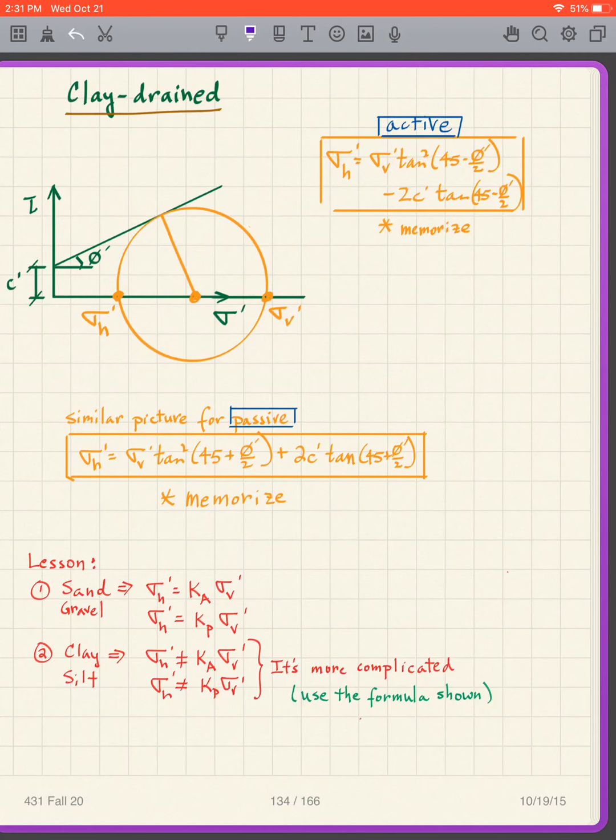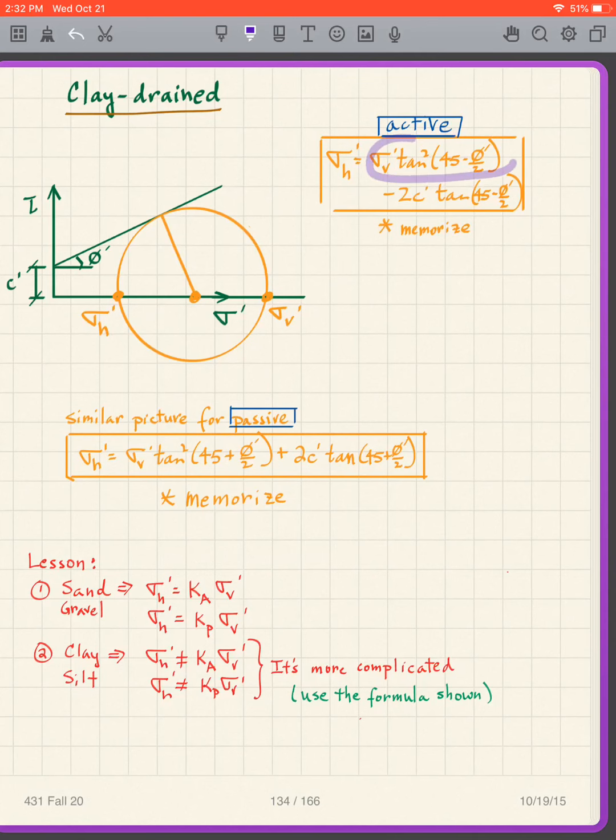When I do this geometry, I'm not going to go through it. I end up with this expression. Sigma h prime is equal to sigma v prime tangent squared 45 minus phi prime over 2. Well, that's the same as what we had. That was Ka for our sand. You should have already memorized that: tangent squared of 45 minus phi prime over 2.